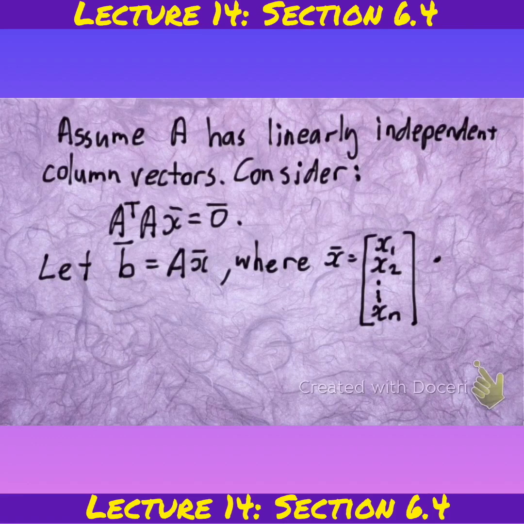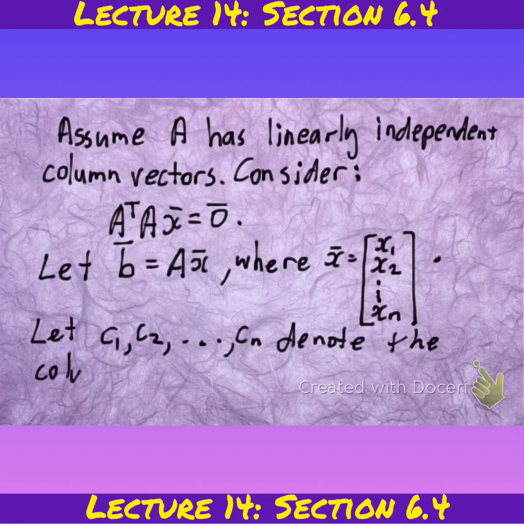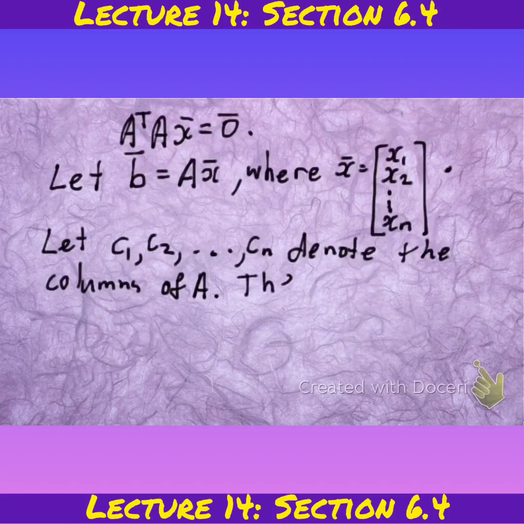Alright, now also let C1, C2, up until Cn denote the columns of A. Right, so you can then go and express B as a linear combination of the columns, or if you go and work that out.